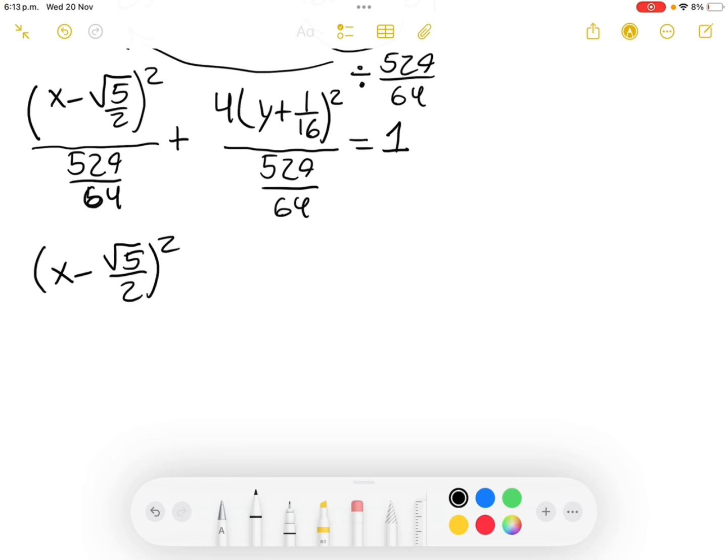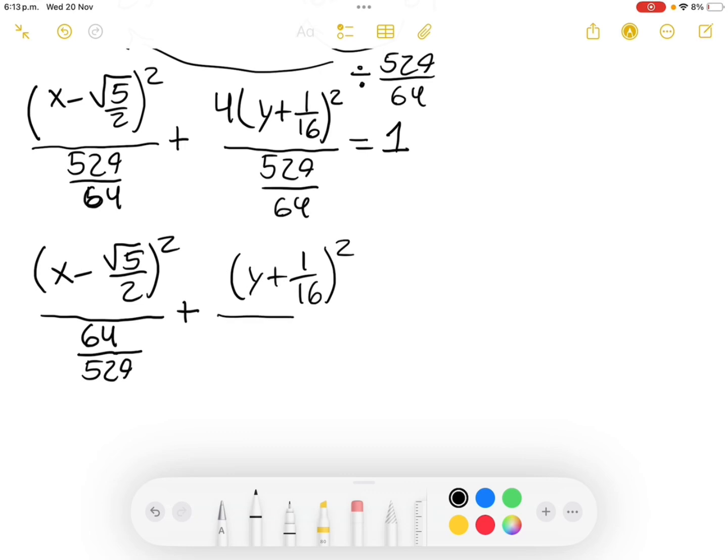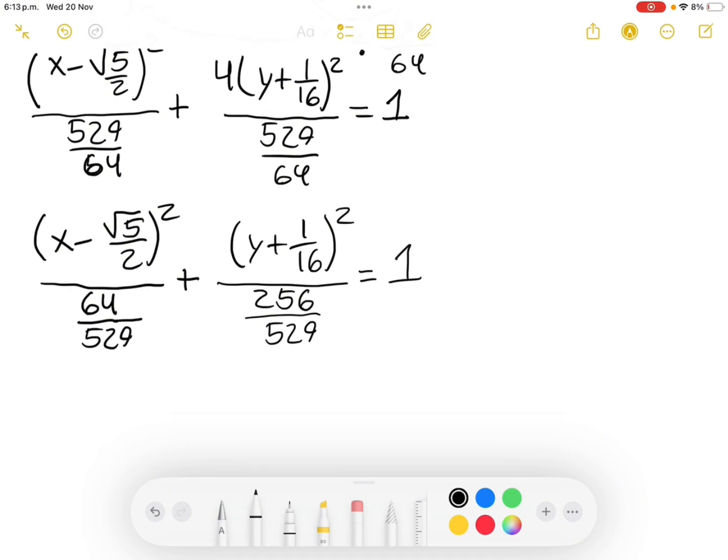Now that all this equation is normalized, we need to find the denominators. We're going to put the same equation under 64 under 524, plus the same equation for the y, squared, and then we're going to have to add 256 under 524, equal to 1. So now we get this to a standard form.